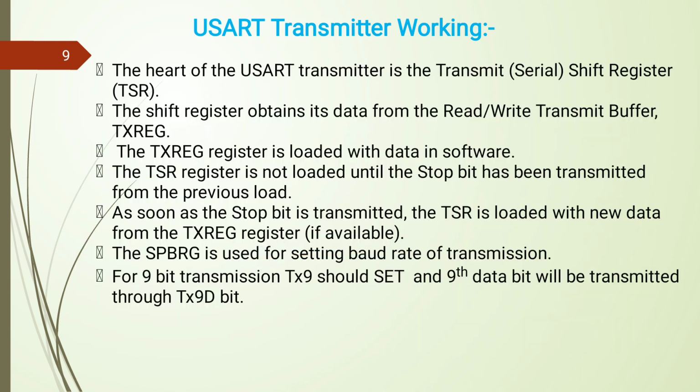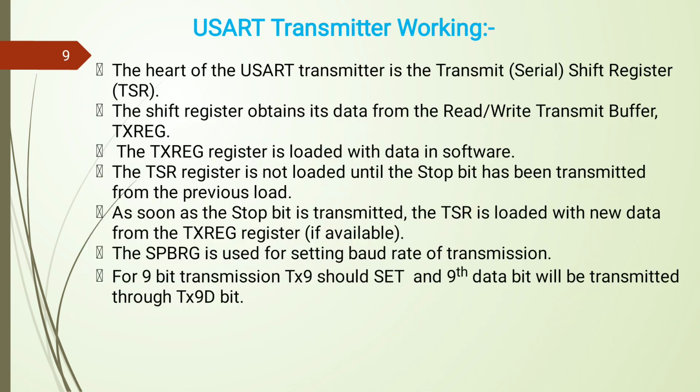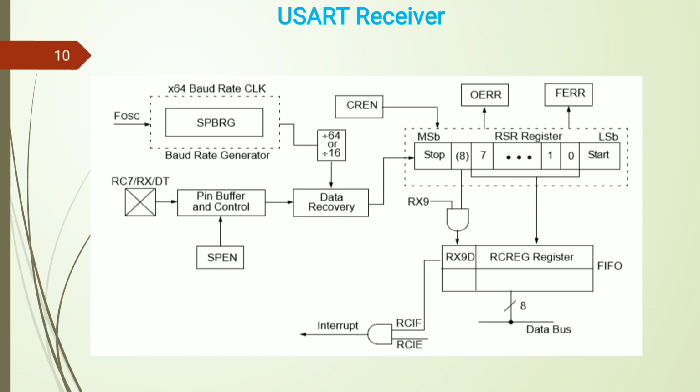Here also mention, in the working of a USART transmitter, the TSR register is an important register, called the transmit shift register. The shift register obtains data, whatever the contents are, from TXREG, and for that purpose, again for 9-bit transmission, the TX9D bit is also important, and for setting the baud rate SPBRG is used. So we see the next part, that is the USART receiver side.